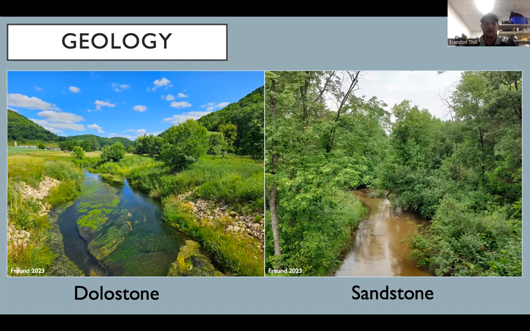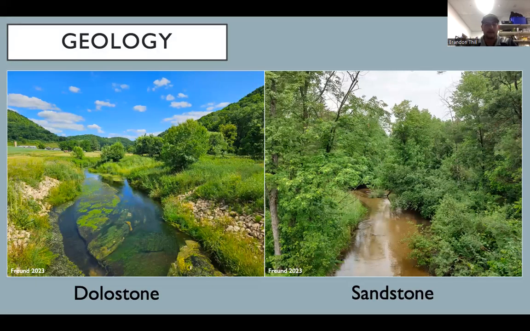The next thing I want to point out here is the riparian areas around the stream. Our dolostone streams were typically much more open and didn't have many trees or shrubs surrounding the stream, whereas in this picture of our sandstone stream, we have high canopies of trees and shrubs. Ultimately, what this is doing for those sandstone streams is providing more shade and keeping them a bit cooler.